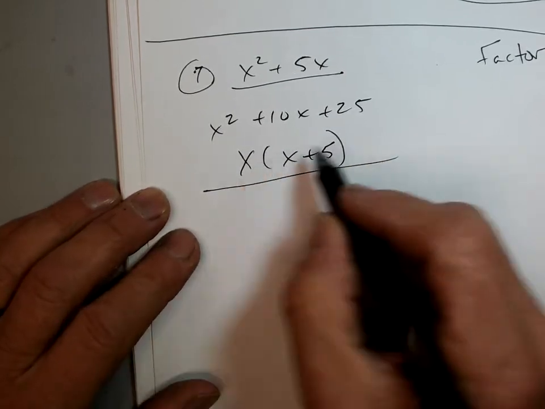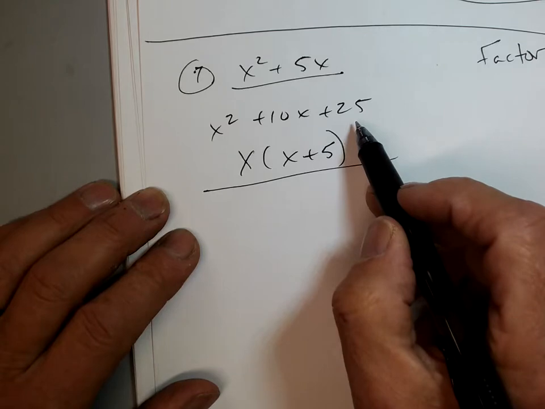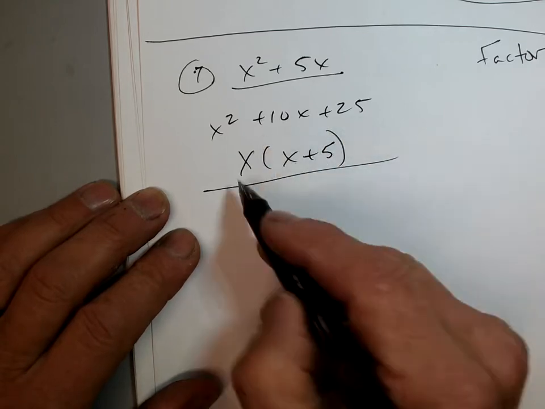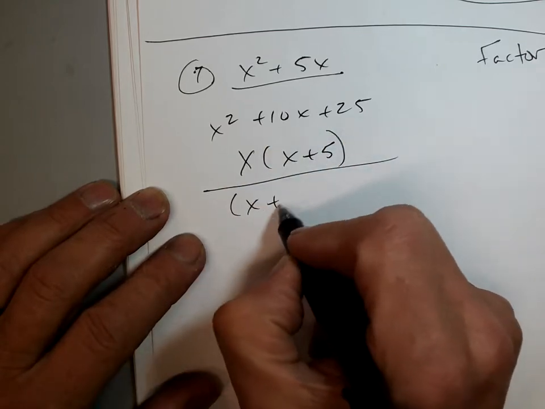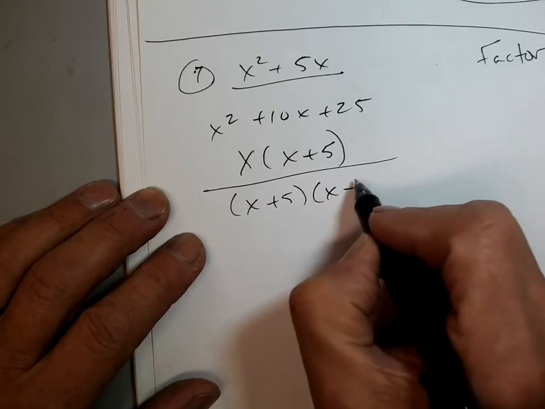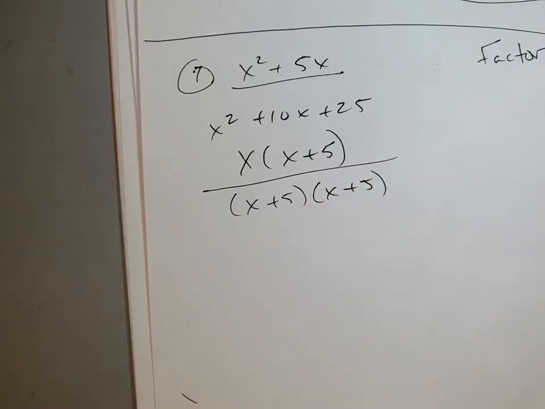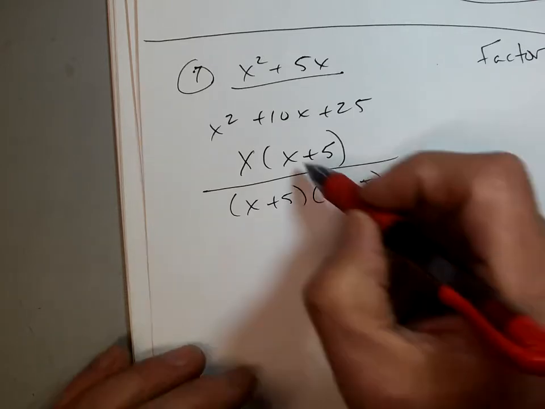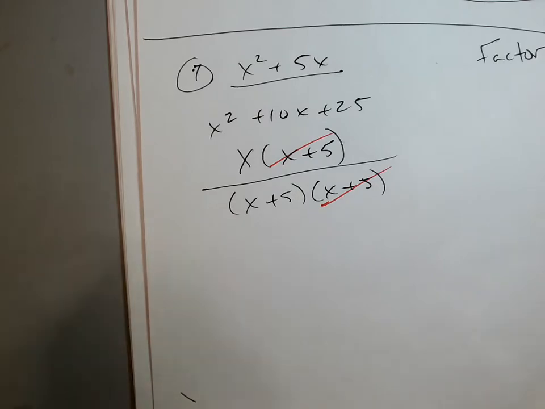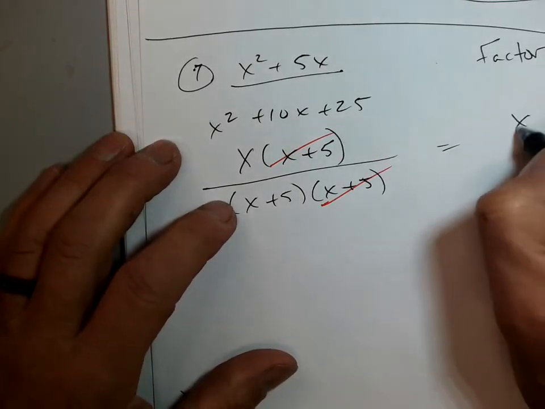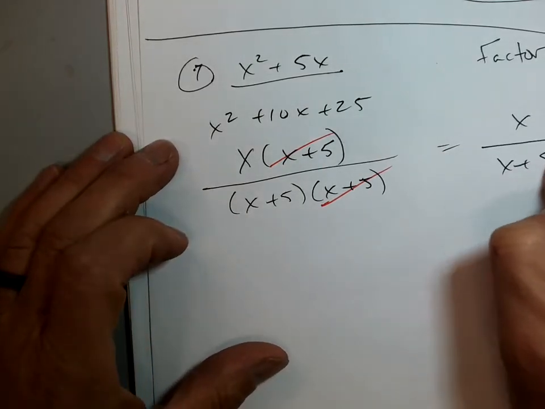And in the denominator, I'm going to go 5 and 5, because that'll make it 10. I'll go x plus 5, x plus 5. Okay, now can this fraction be reduced? Heck yeah. I can reduce this fraction because I'm going to cancel out my x plus 5, and my reduced fraction is x over x plus 5.